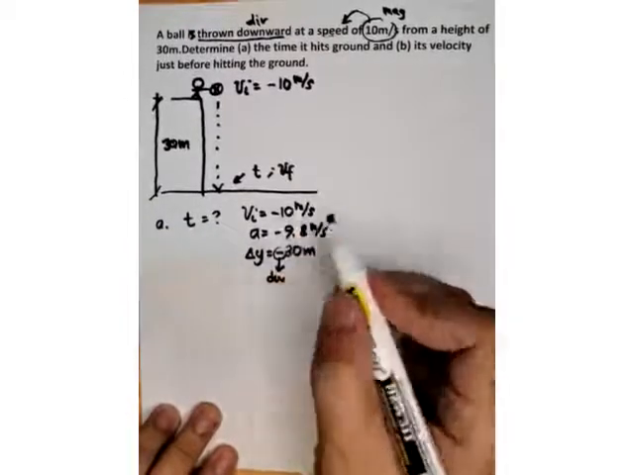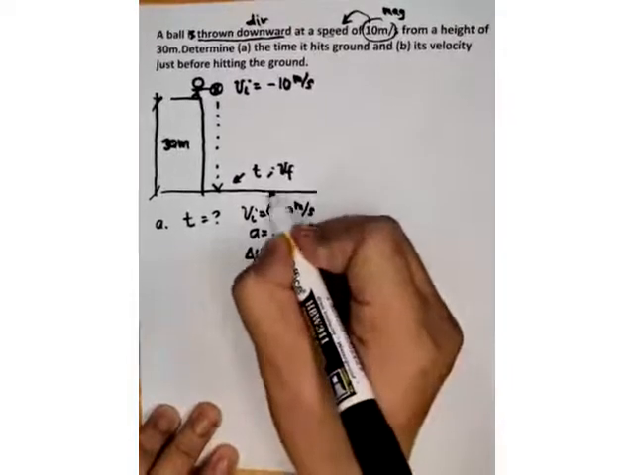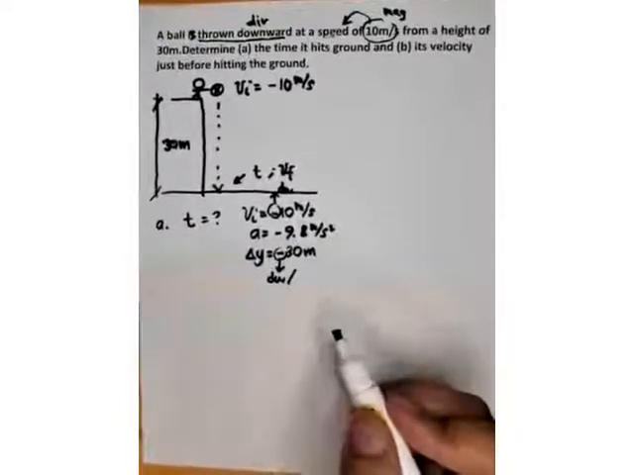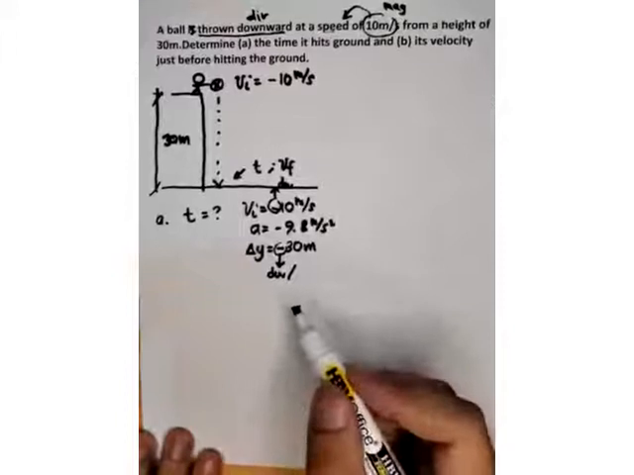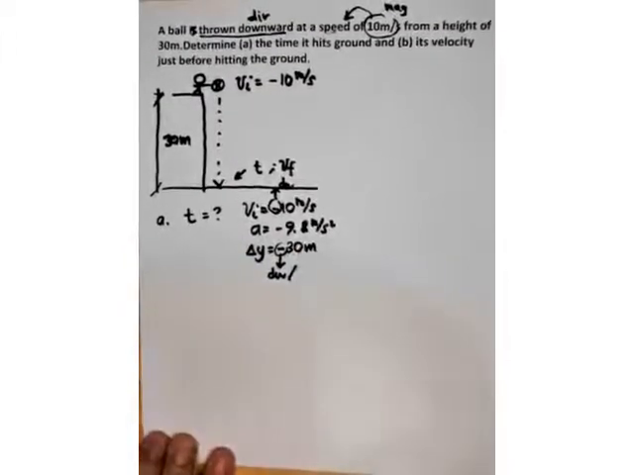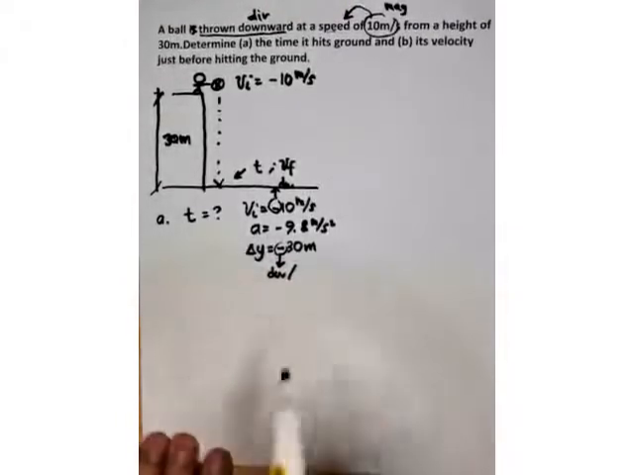Downward. Or down. Negative. Downward. Negative downward. No? Puro downward sila, di ba? Okay? Klase, mamamali kayo pag naka-positive yan. Magma-math error. Okay? Magma-math error yan. I'm telling you.